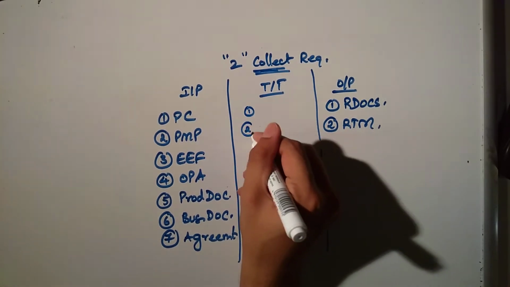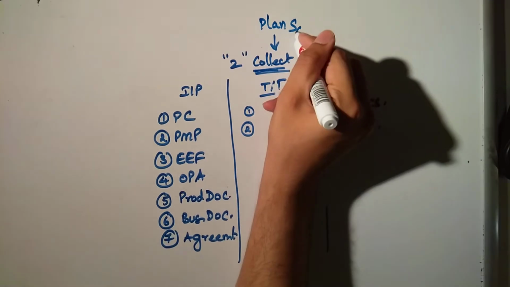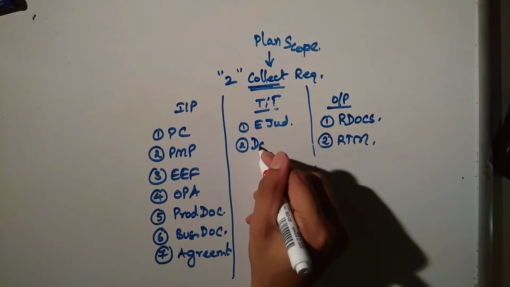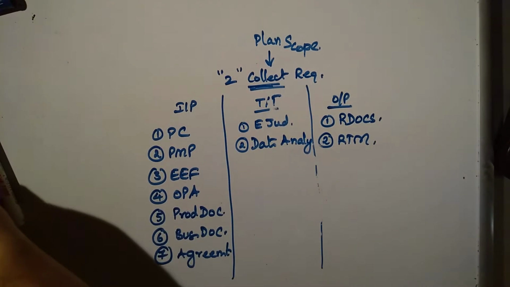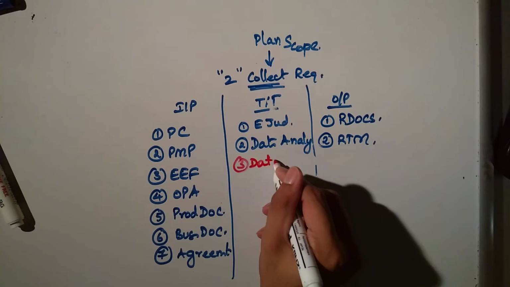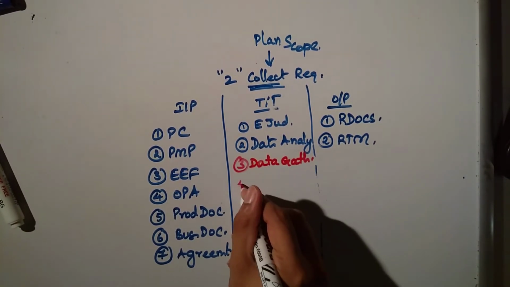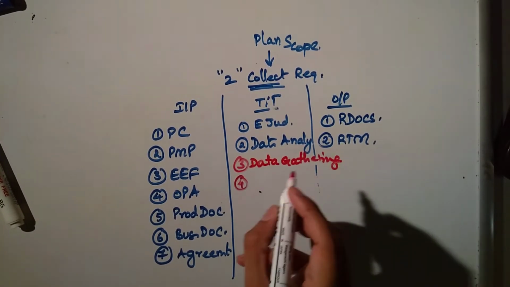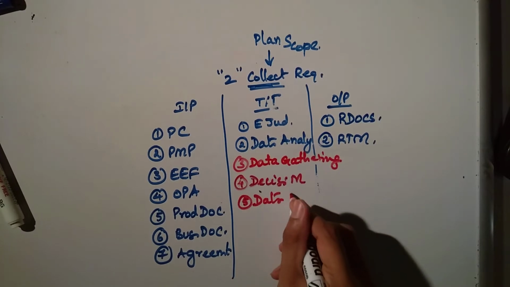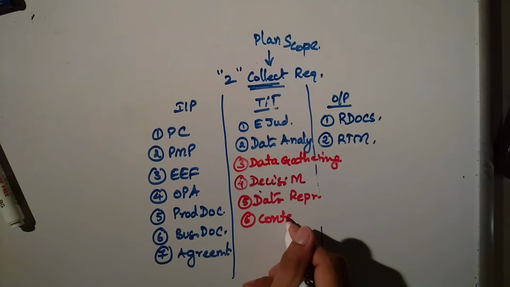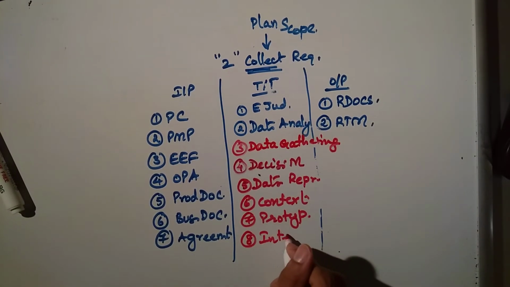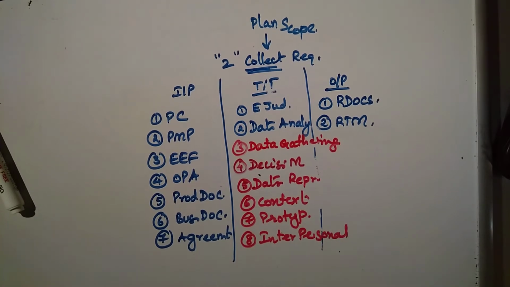Tools and techniques we learned in the previous one, before this, plan scope management. In plan scope, what did we learn? Expert judgment, data analysis. Any more new for collect requirements will be written in red. Data gathering techniques, brainstorming for example, decision making, data representation, context diagram, prototyping, interpersonal skills. Output, we got this. This much was clear, isn't it?